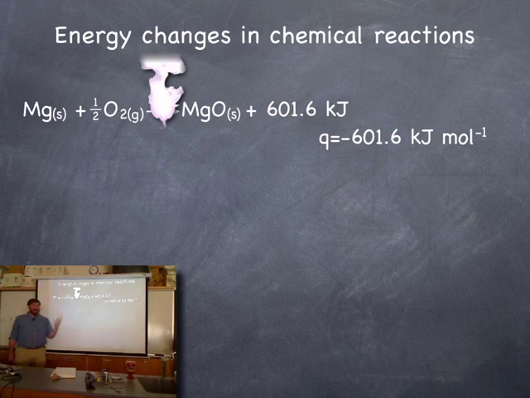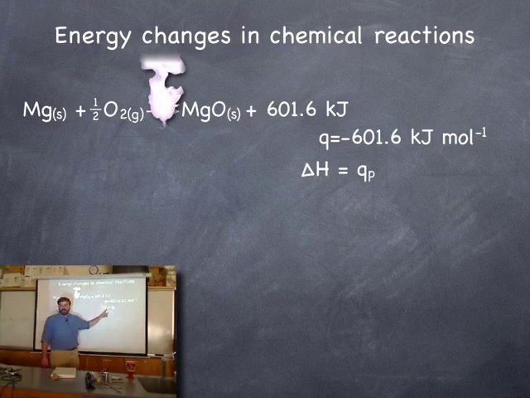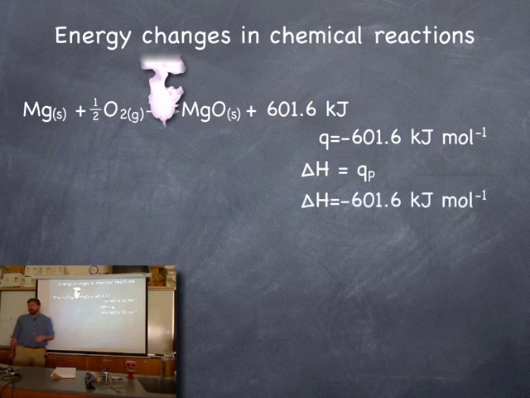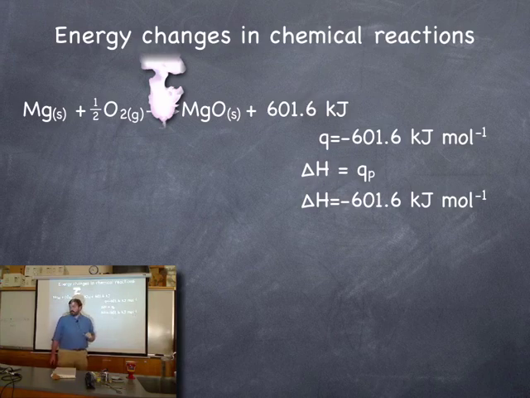We can relate the energy change of the reaction, what we call the enthalpy change, to the Q value. So enthalpy, delta H, is our heat. That's the heat at constant pressure, so no work involved. We don't have to worry about work. This is just heat. So the change in enthalpy is essentially our change in heat per mole. So the delta H for this reaction would be negative 601.6 kilojoules per mole. And that's our enthalpy value. We call that the enthalpy.